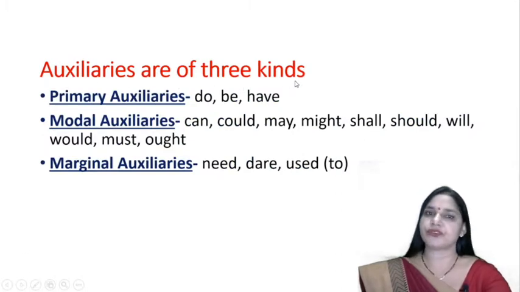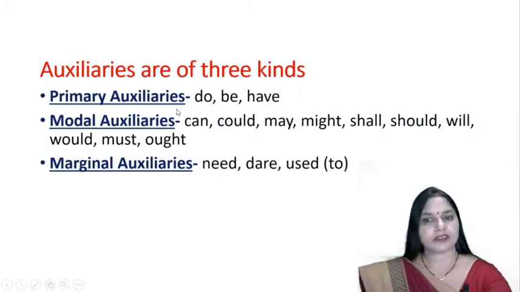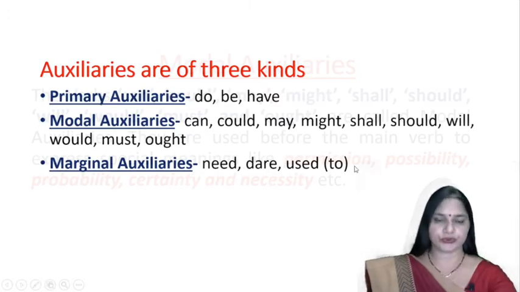Auxiliaries are of three kinds: primary auxiliaries, do, be and have. These three are called primary auxiliaries. Modal auxiliaries can, could, may, might, shall, should, will, would, must and ought are called modal auxiliaries. Apart from these, there are marginal auxiliaries, need, dare and used to.